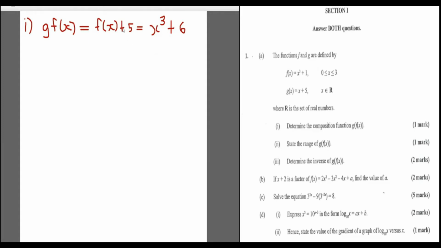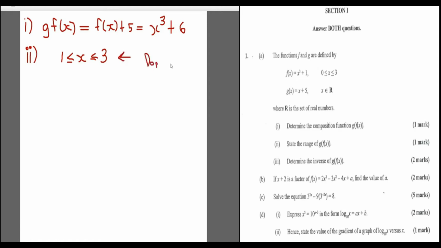It then said, state the range of g f of x. It wants the range. Now, first thing I want to tell you is before you can find the range, you need to know the domain. The domain for this function is going to be x between 1 and 3. That's the domain. The domain of g f of x will be the domain of f of x. So the domain is what we're going to use to find the range.